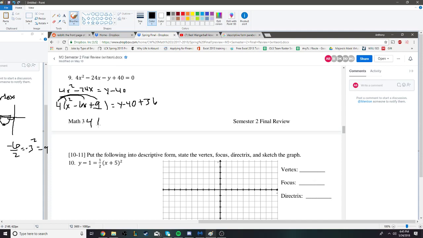So this is 4 times (x minus 3) squared equals y minus 4. Then add 4 to both sides to get y equals 4(x minus 3) squared plus 4. The vertex of this is at positive 3, positive 4.